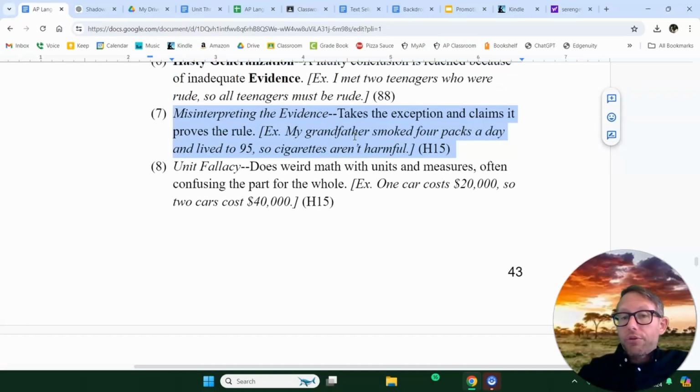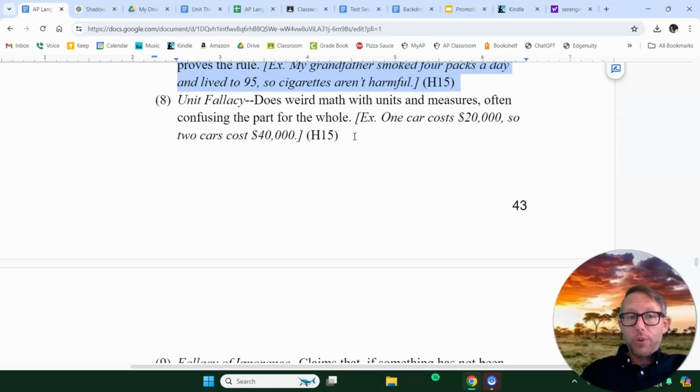So, case in point, your grandfather smokes 4 packs a day and lives to 95, so therefore cigarettes can't possibly be harmful. Well, that's clearly the exception, okay? We have plenty of data at our disposal to argue the fact that cigarettes are harmful to one's health, and your likelihood of reaching 95 significantly diminishes if you're smoking 4 packs a day. But you're taking that exception and using it as the rule as a consequence of that.